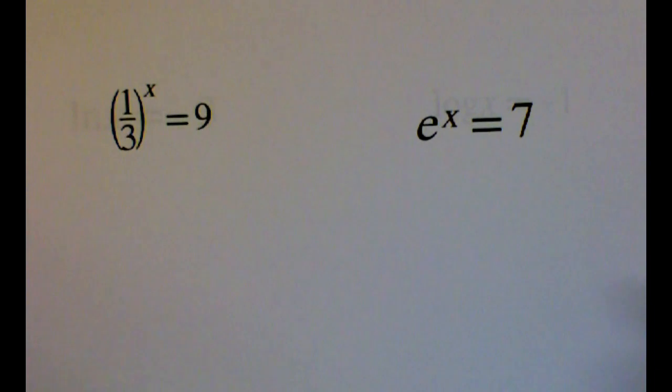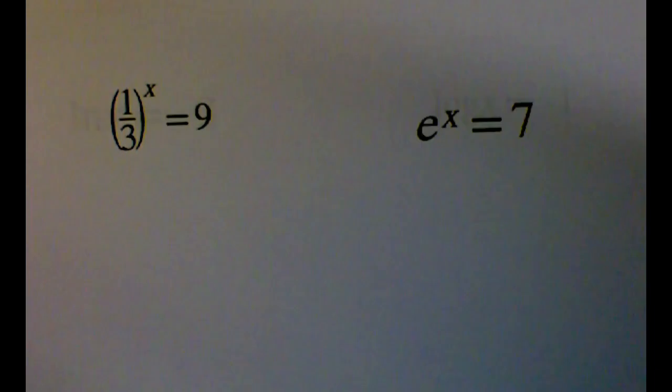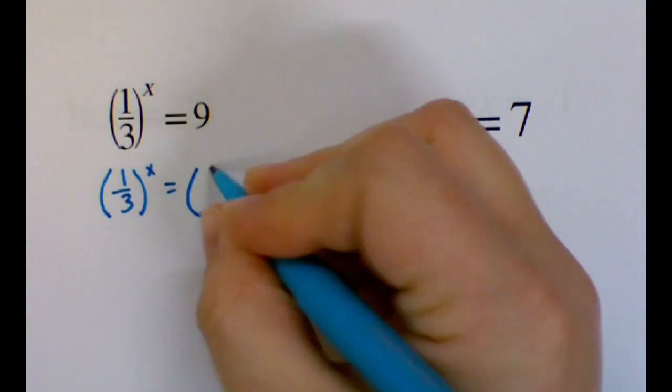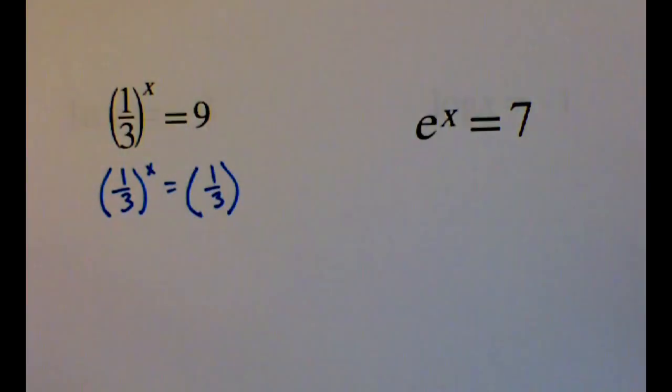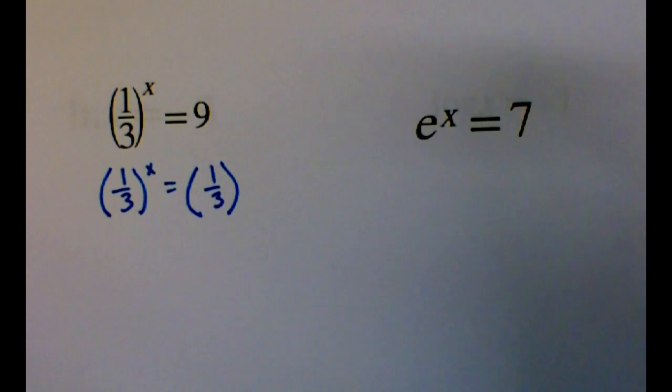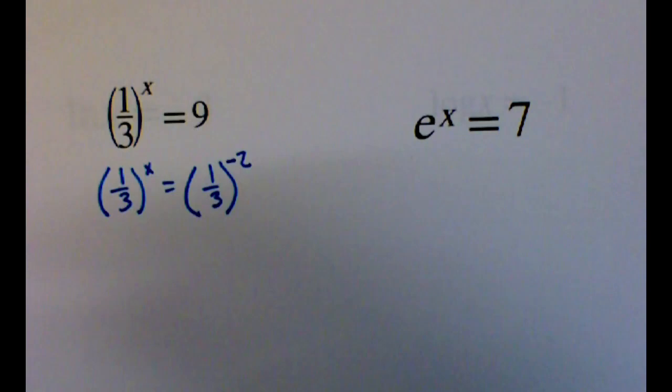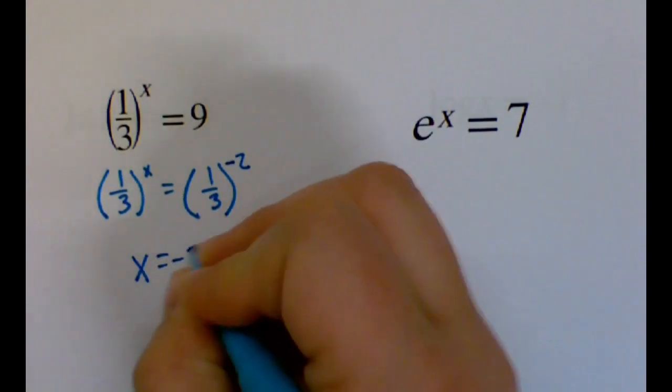Now we'll get a little crazier. 1/3 to the x power equals 9. So we want to write 9 as 1/3 to a power. Well, 3 squared gives me 9, but 1/3 squared would give me 1/9. So I need a -2 power, which means x must equal -2.